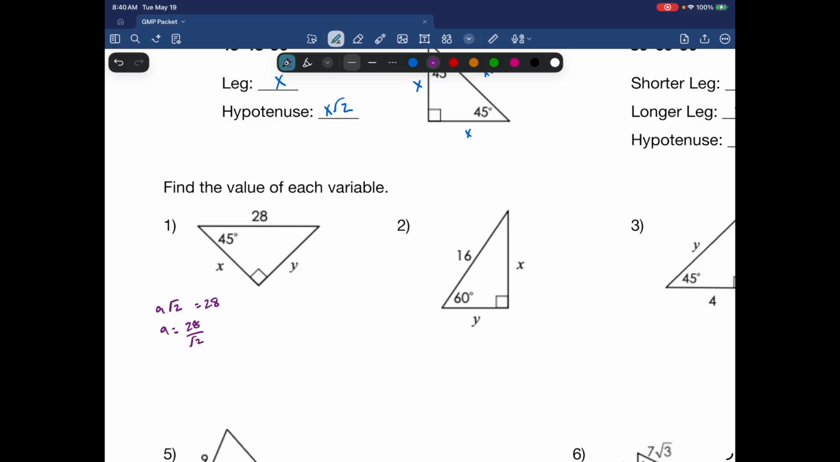Well, if you remember, you can't leave a radical on the bottom. So you have square root of 2 over square root of 2, and you multiply. This is going to give you 28 square root of 2 over 2, and that reduces to 14 square root of 2. That tells you what the sides are. So both of these sides, x and y, are both going to be 14 radical 2.